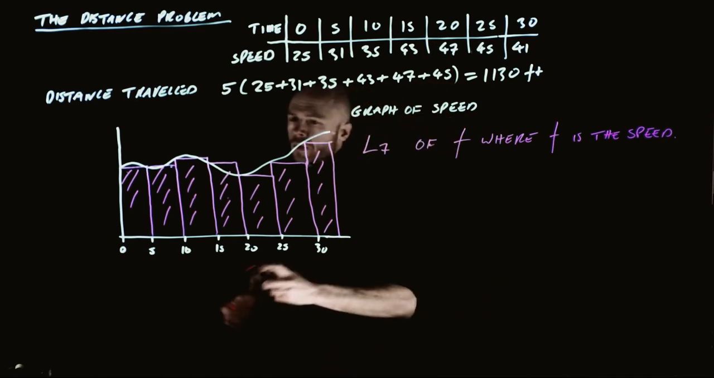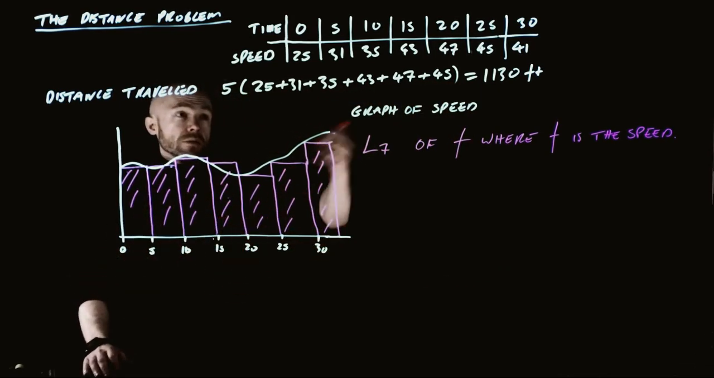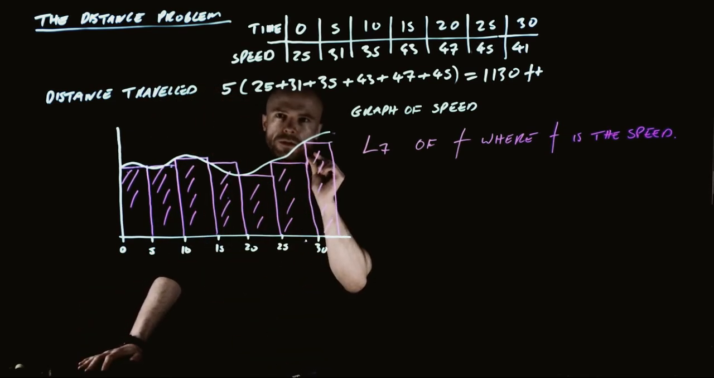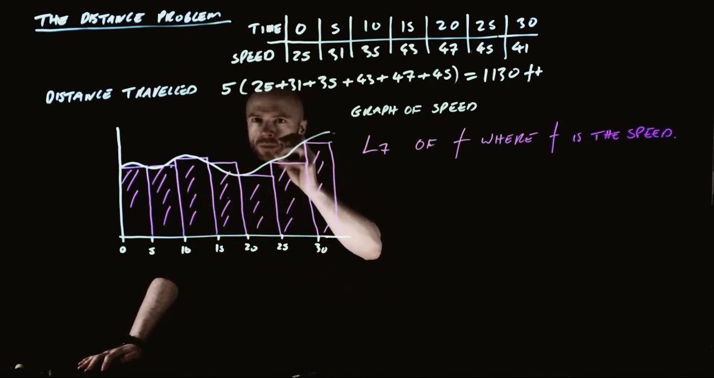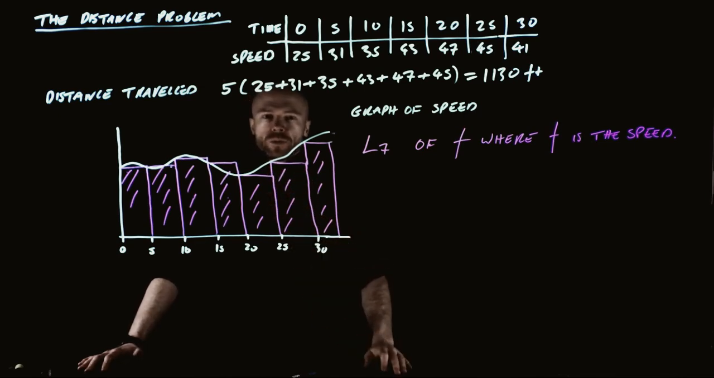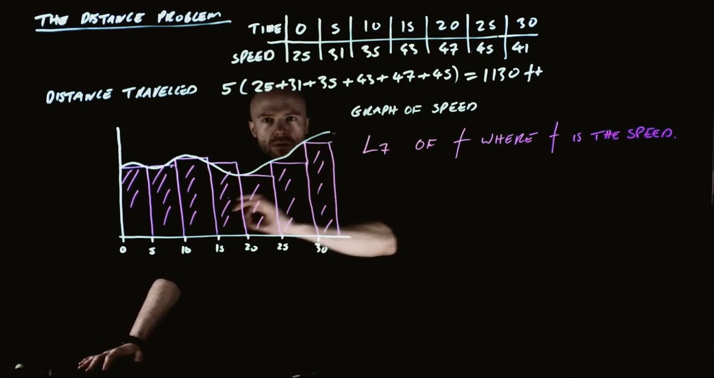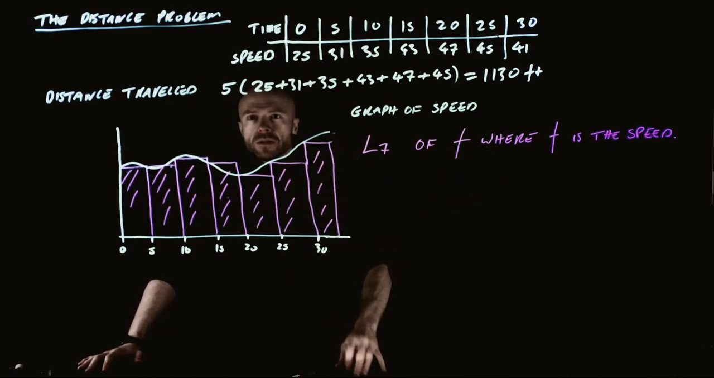And just as we discussed before, to have a better understanding, we're going to have smaller and smaller rectangles, right? Rectangles with thinner and thinner bases. And as we do that, the area of these rectangles is going to approximate better and better the area underneath the graph of the speed. And therefore, the exact answer to how far you're traveling is the exact area underneath the graph.